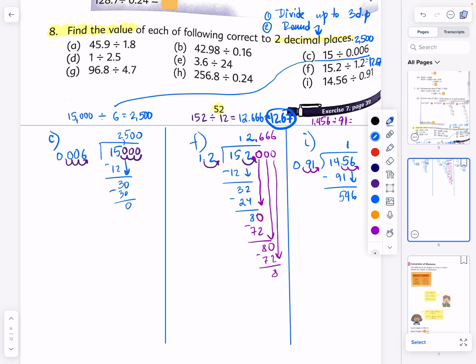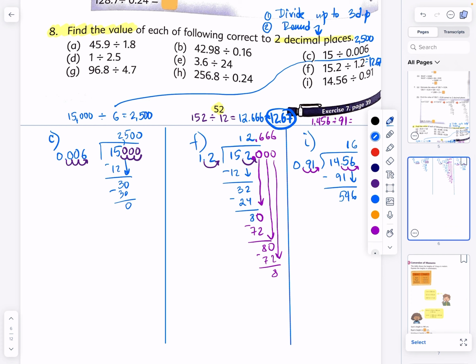91 goes into 546 6 times. Let's try 6 times. So we have a 6. 9 times 6 is 54. Perfect. Oh my goodness, look at that. It's perfect. Remainder is 0. Guess what? 16, we got a nice and pleasant round answer. We can say that 91 goes into 1456 16 times.